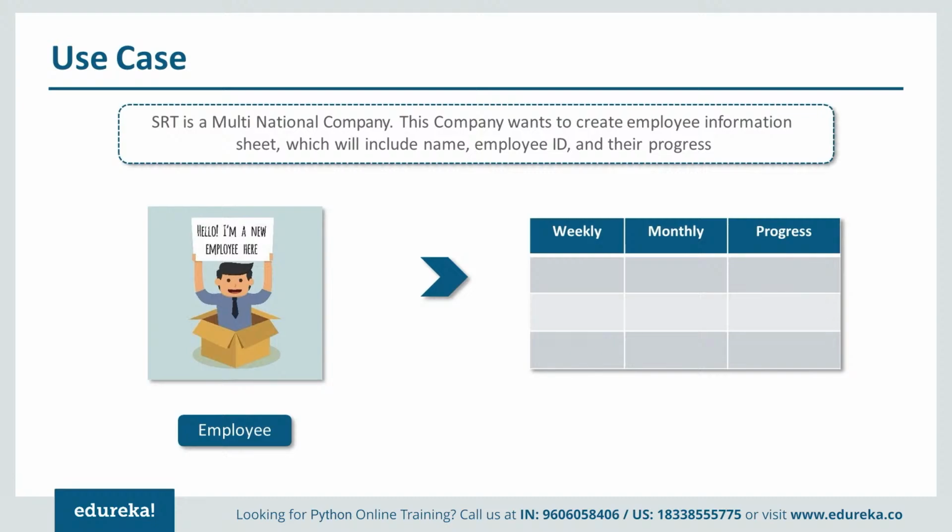So let's say you have this use case of a multinational company that wants to create an employee information sheet that includes attributes like name of the employee, the ID of the employee, and their progress. And they want the progress to be defined weekly and monthly. However, it is easy to infer that when you want to track progress, probably the parameters to evaluate that would remain the same on a weekly basis as well as on a monthly basis. And in fact, monthly progress could be an aggregation of weekly progress put together.